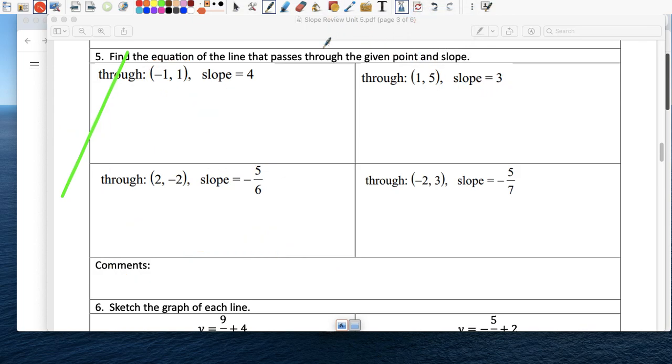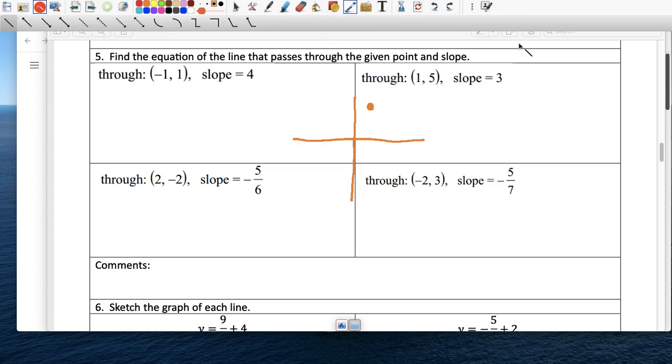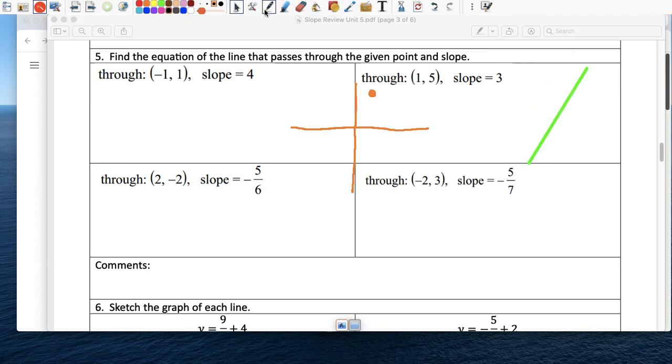So this one, again, I'm going to draw it out. Use this line here. The point is 1 to the right and 5 up. So imagine a point right here. There is a line, not as steep as the one before, with this kind of slope. Sorry, slope equals 3.